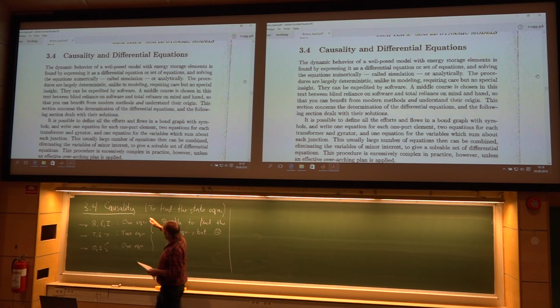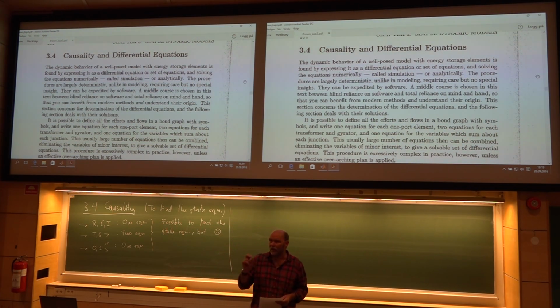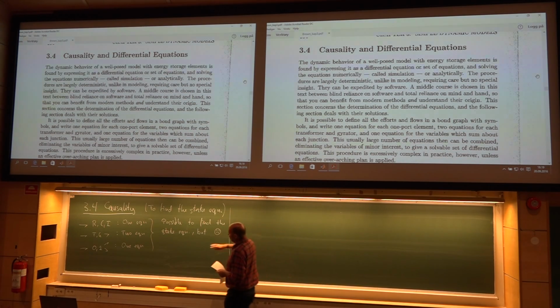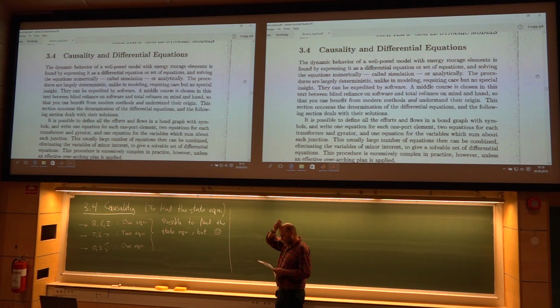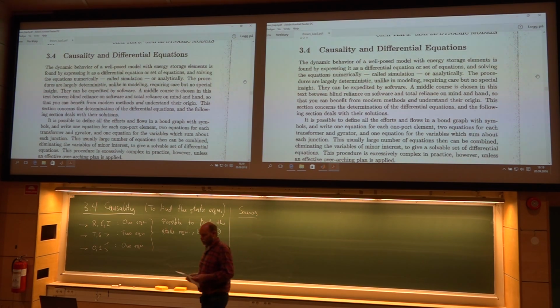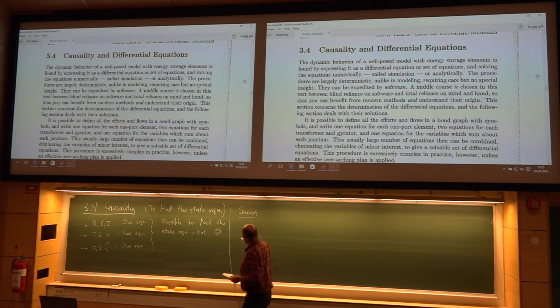The causality, that is something now that's going to help us finding just the equations we are interested in and nothing else, without having to go through all these messy algebraic problems. We will now start with sources. Sources are sort of the easiest one. So you can think as follows.